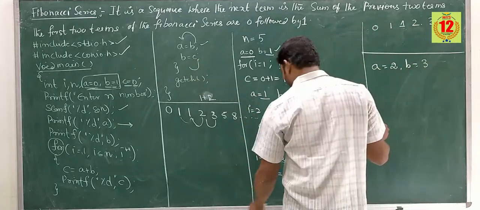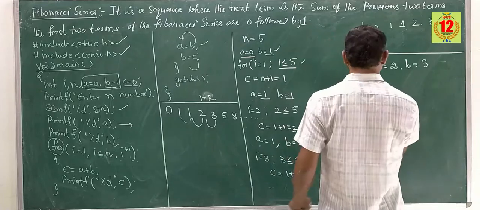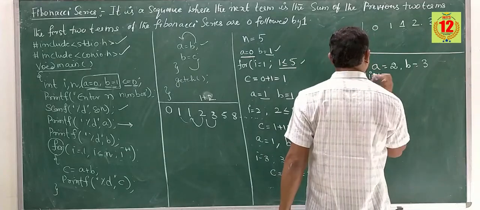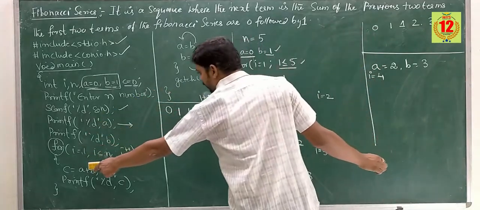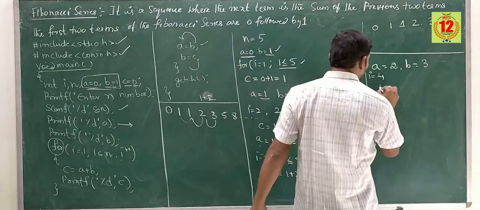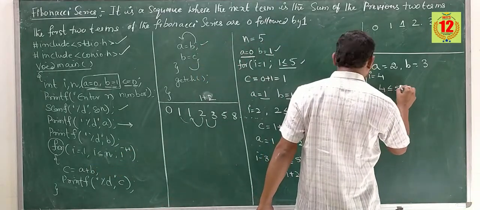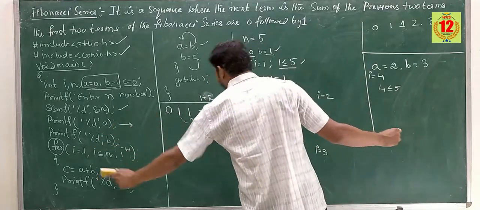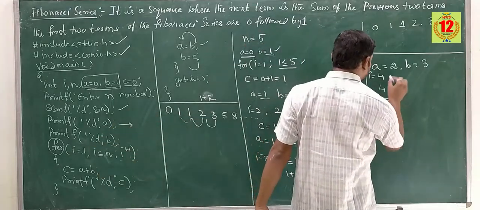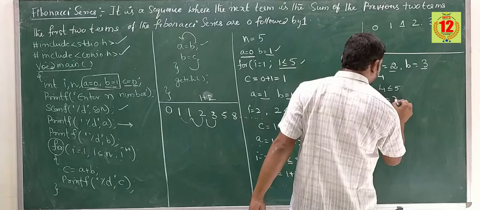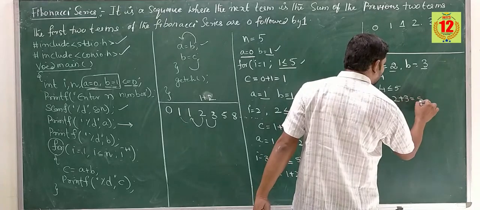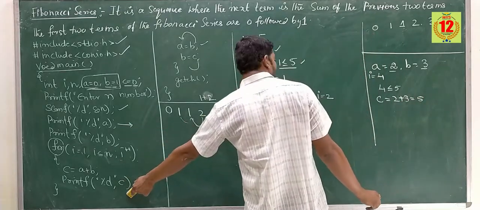Now again increment the operator. 3 incremented, i is equal to 4. So now enter into the for loop, the test condition, 4 less than or equal to 5. The condition is true. Again enter into the loop. c is equal to a plus b. Whatever the a value 2 and b value 3, 2 plus 3 is equal to c. Print the statement, c is equal to 5.